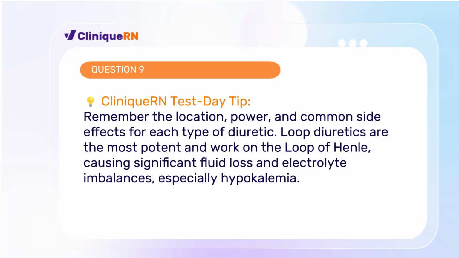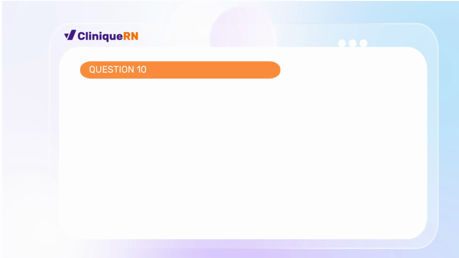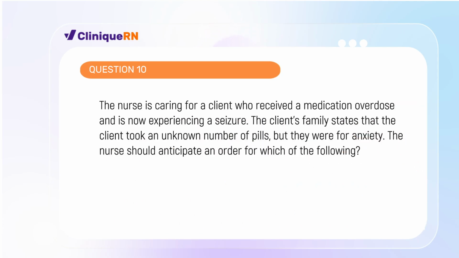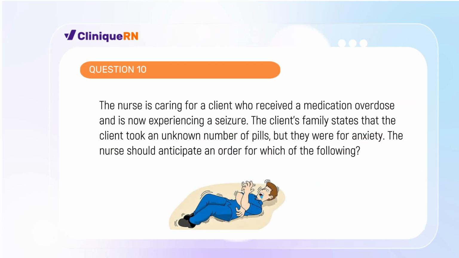Clinique RN Test-Day tip: Remember the location, power, and common side effects for each type of diuretic. Loop diuretics are the most potent and work on the loop of Henle, causing significant fluid loss and electrolyte imbalances, especially hypokalemia.